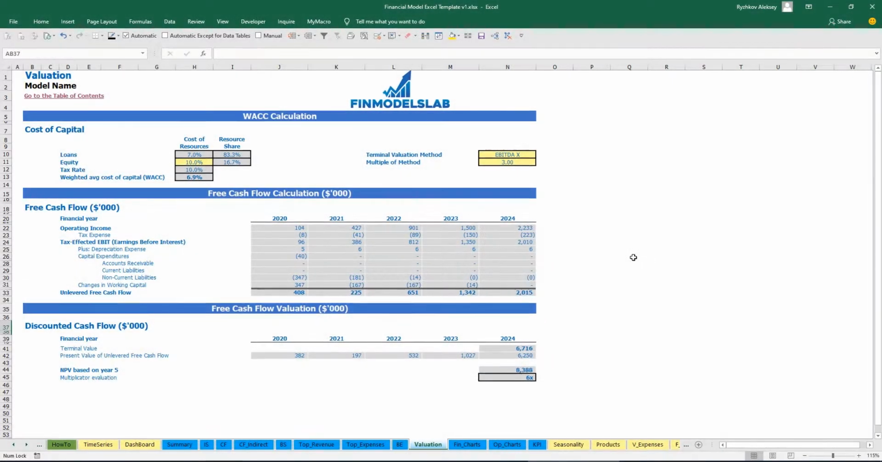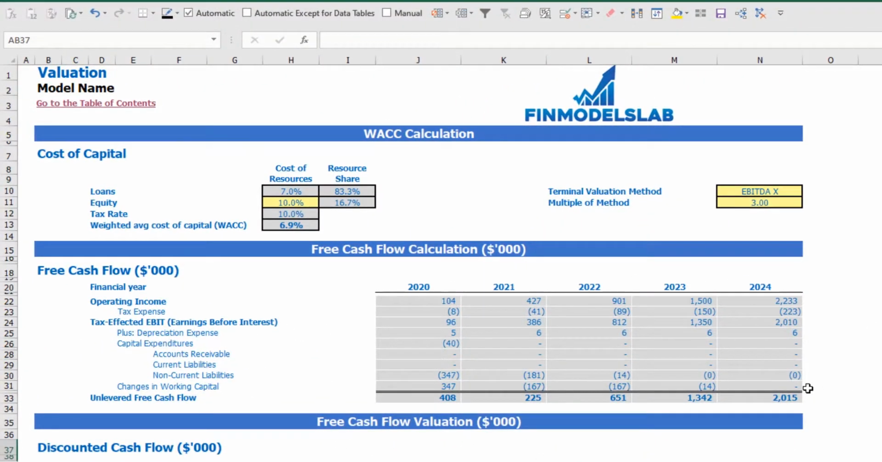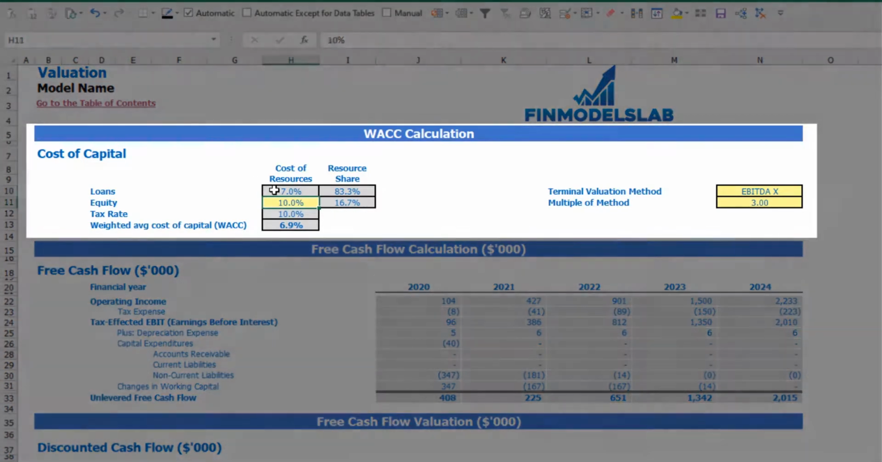On the valuation tab, you may see the calculation of company valuation based on the cost of equity, which you may input here, cost of loans you previously inputted on the dashboard, calculation of resource share you may see here, there is also tax rate, and here you may find the weighted average cost of capital.